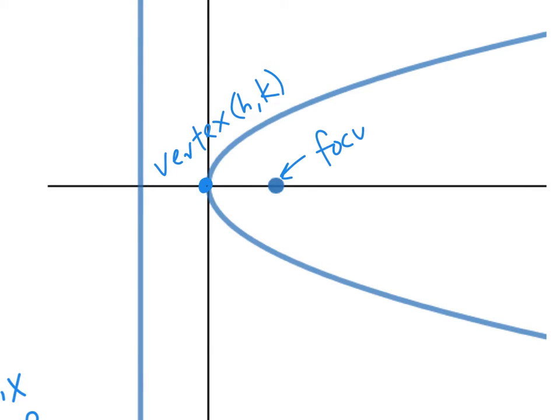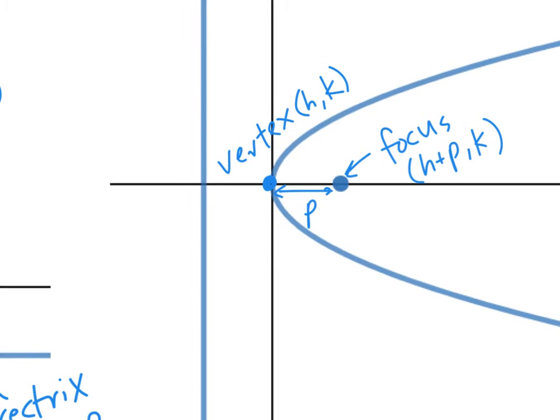And then for this focus, what's the coordinate? H plus P, K. Yes. Because this distance is P, and we're moving left and right, so we're going to have to add to the H part. Eunice, what is this one called? And then what's the equation? X equals H minus P. Good.